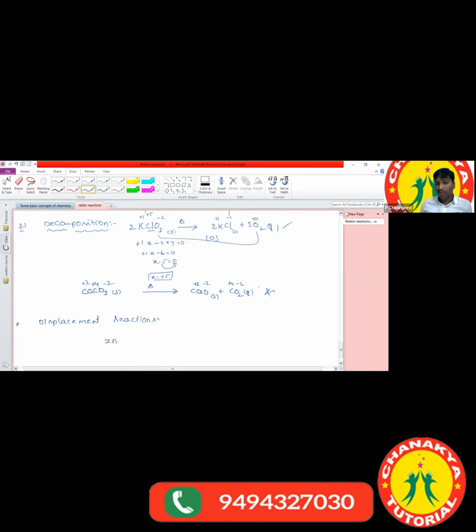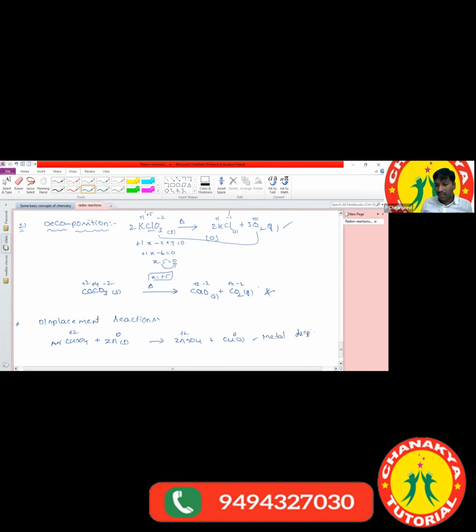For the metal displacement reaction, the best example is when an aqueous solution of copper sulfate is placed in a zinc vessel, it forms zinc sulfate plus copper metal. In this one, zinc is 0, here it is +2, here 0. Based on the change in oxidation numbers, we can find out whether the given reaction is a redox reaction or not. This is an example of a metal displacement reaction.